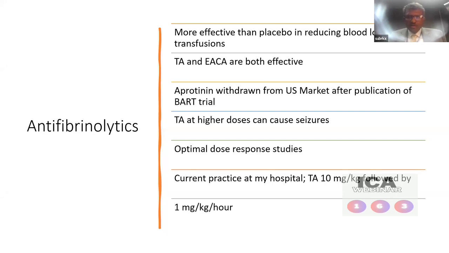Tranexamic acid at higher doses can cause seizures. There are no optimal dose response studies. What we use in our practice is tranexamic acid 10 milligrams per kilo bolus, followed by 1 milligram per kilo per hour. Institutional practice varies, but the universal recommendation is that antifibrinolytics are very effective in reducing transfusion in cardiac surgery.